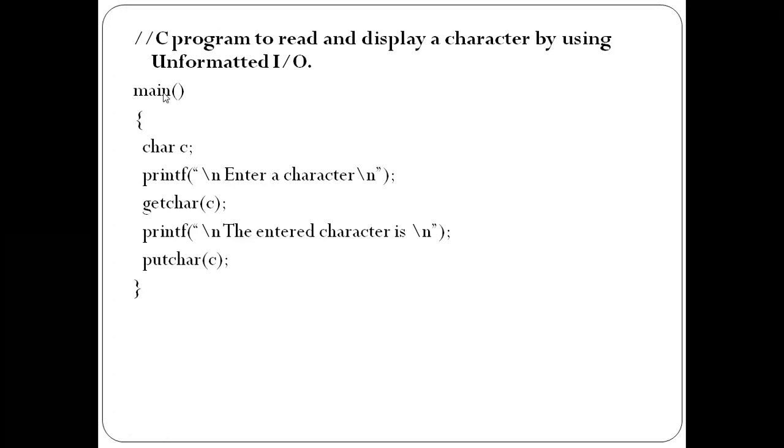Here in the main function, I am taking char, a primitive data type, defining the variable c. printf("Enter the character"). getchar is the unformatted input. Here c is read one time only, in sequence order. printf("Enter the string\n"), where \n takes a new line. putchar displays the single character in sequence order.